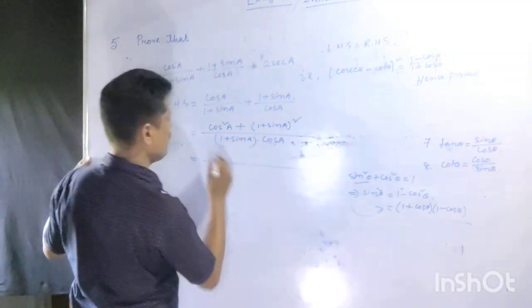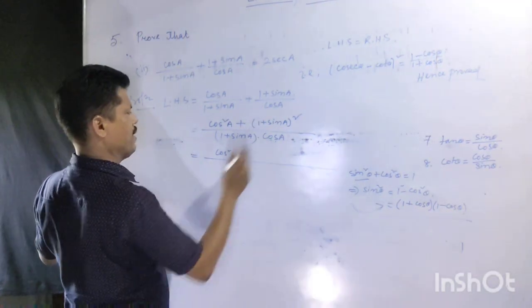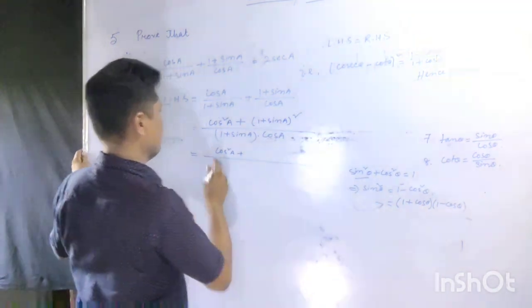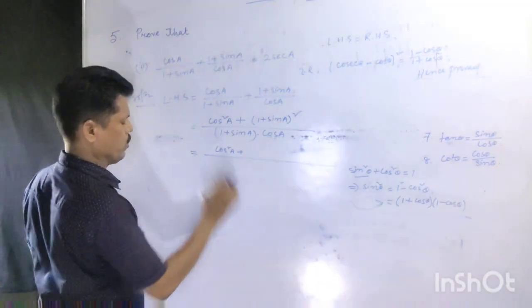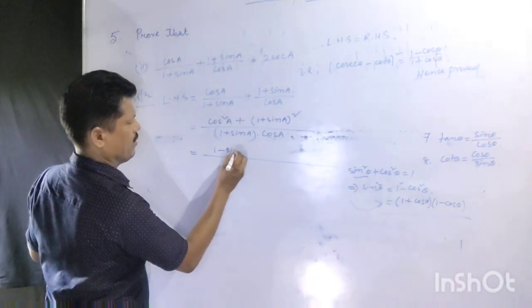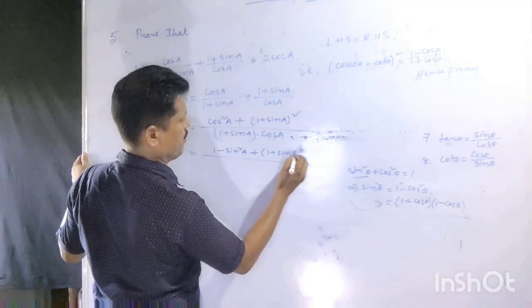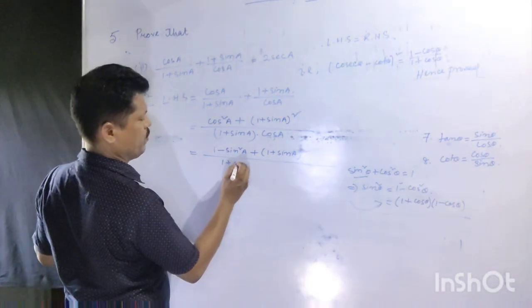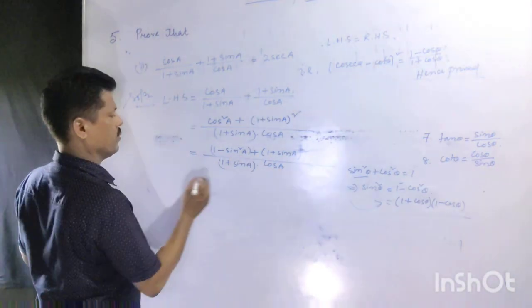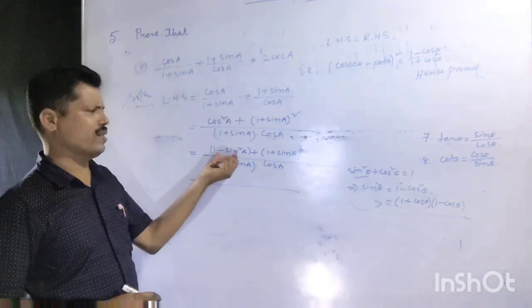So now cos square A plus (1 plus sin A) whole square, and here also we can write cos square means 1 minus sin square A. We can write like this, plus (1 plus sin A) whole square, into cos A. So 1 minus sin square means we can write this as (1 plus sin A) into (1 minus sin A), like this.